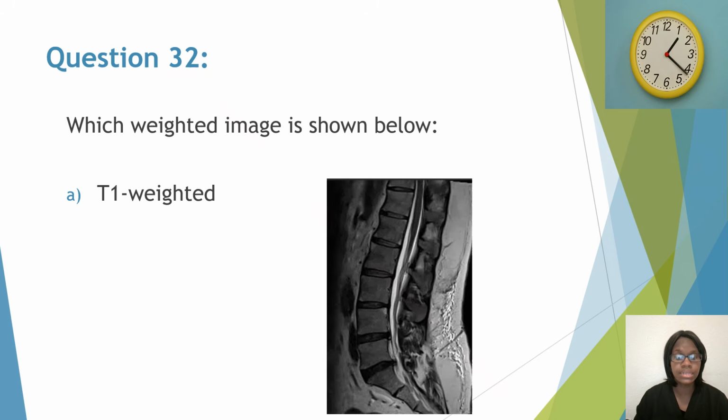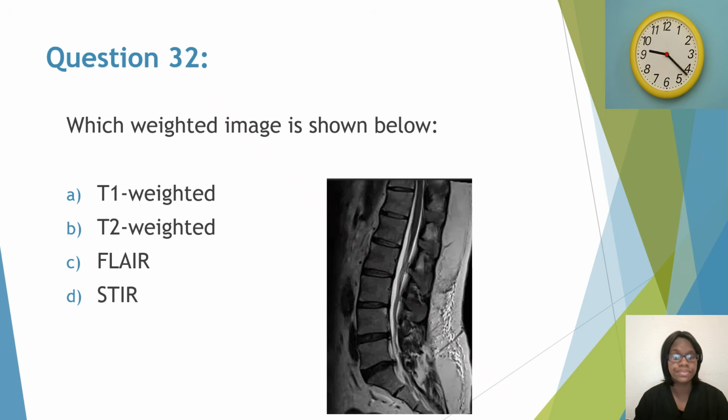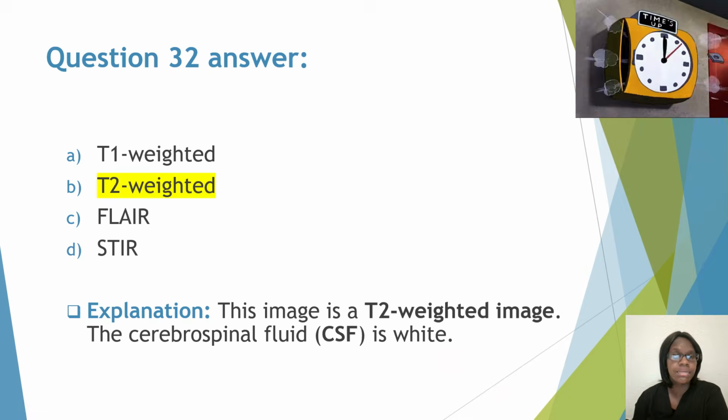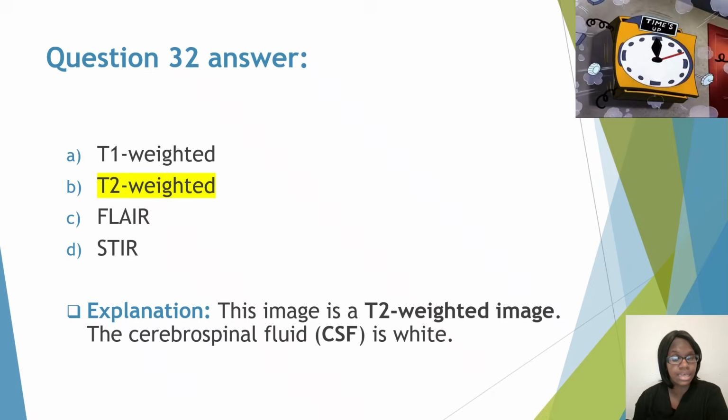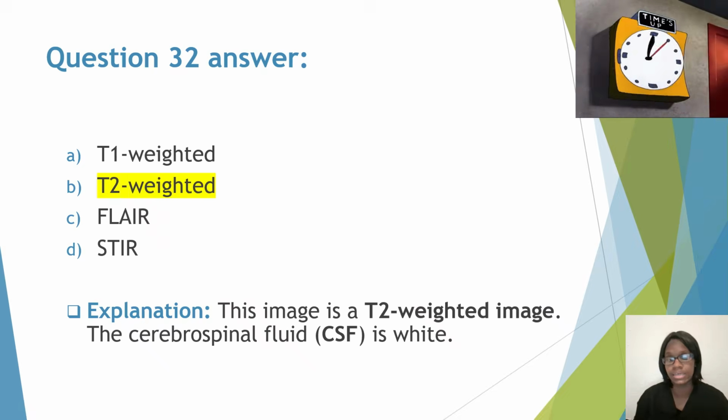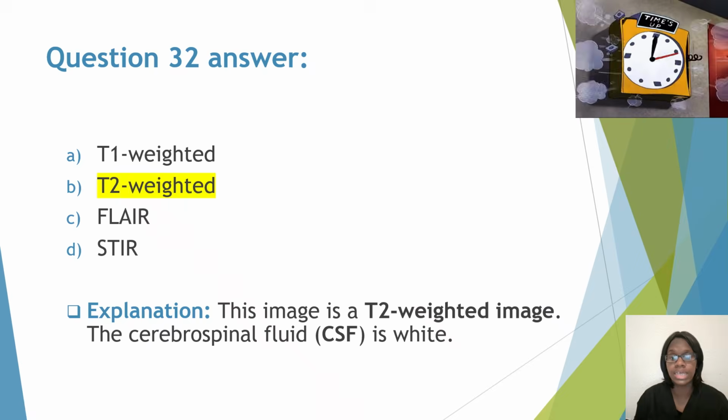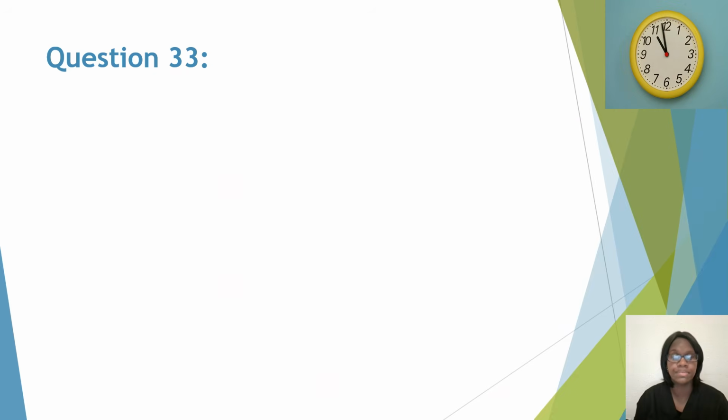A. T1 weighted, B. T2 weighted, C. Flare, D. Stir. All right, the correct answer is the T2 weighted image, and you can tell because the CSF is white, so that's an indication that it's a T2 weighted image.